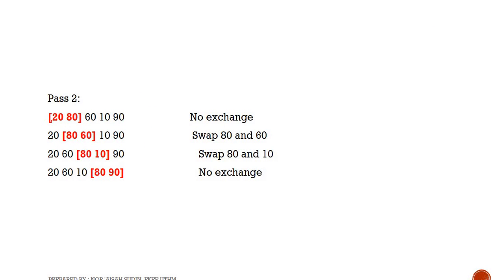In pass 2, you repeat the same process of comparison between adjacent elements, index 0 and index 1. No exchange because 20 is less than 80. Then we move to the next step and compare index 1 and index 2. We need to swap 80 and 60 because 80 is greater than 60. Then we compare 80 and 10, index 2 and index 3. We need to swap because 80 is greater than 10. Then again we compare 80 and 90. No exchange because this is already sorted.